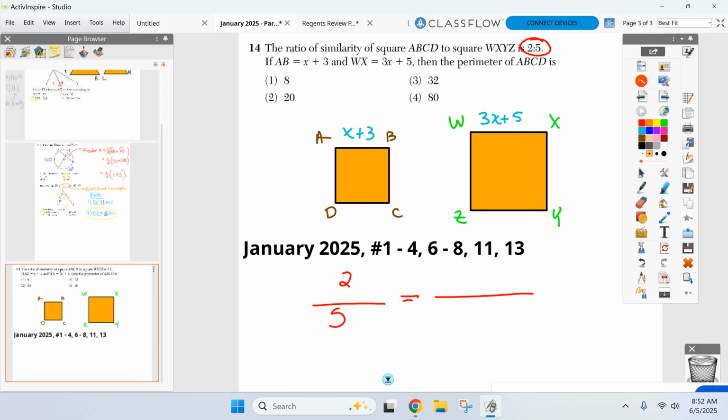Perfect. What's the 2 going to correspond with? The x plus 3 or the 3x plus 5? 2 to 5. Smaller to bigger, right? So the 2 is going to correspond with x plus 3, and the 5 is going to correspond with 3x plus 5. Hey, if some of you were thinking about doing this instead, same proportion. Smaller, smaller, bigger, bigger. All right, let's cross multiply.